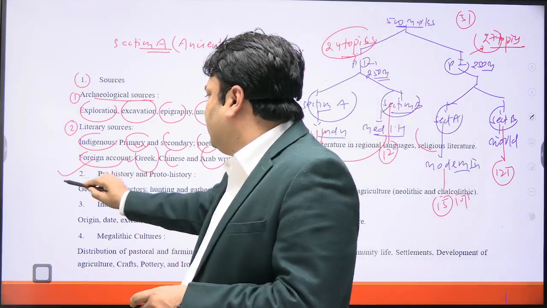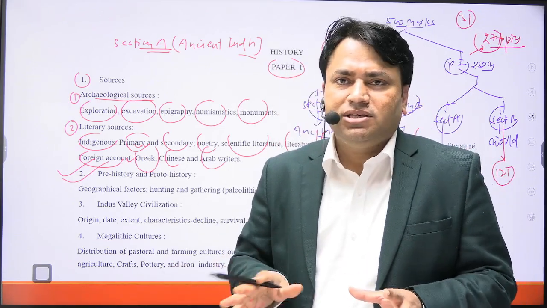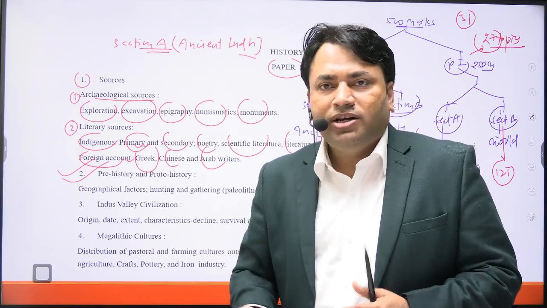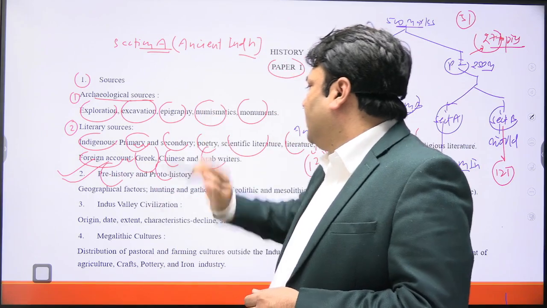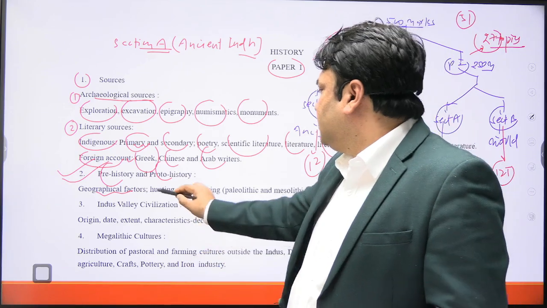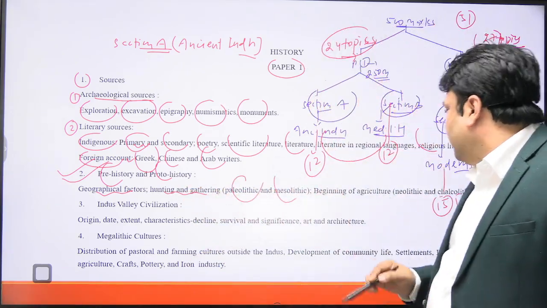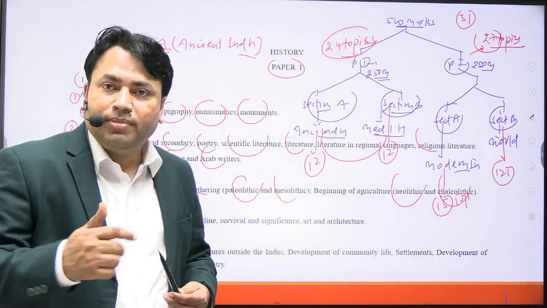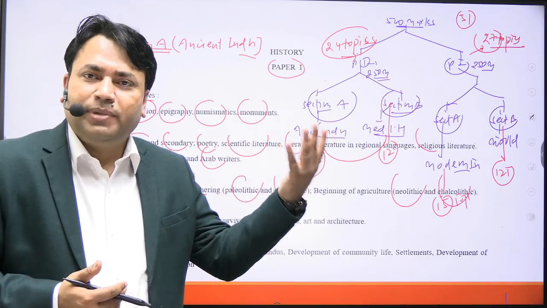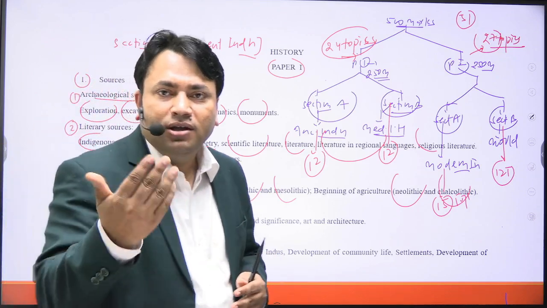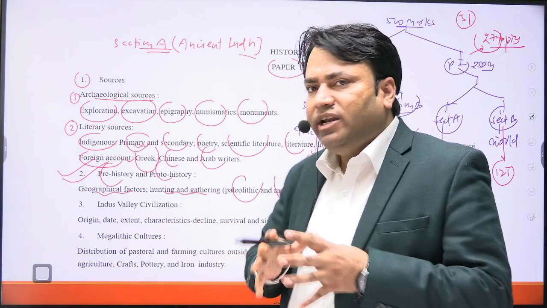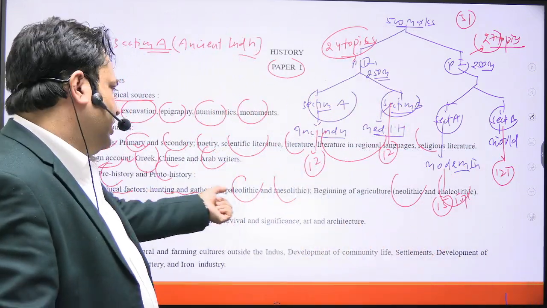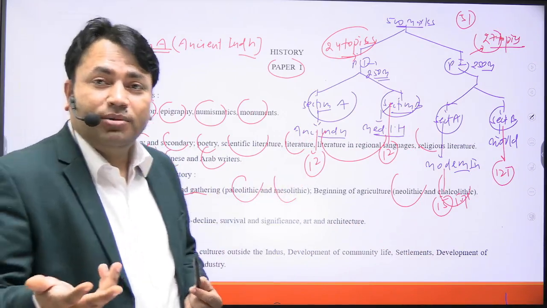The second topic is prehistory and proto-history. Prehistory means the phase of history where no written documents were available, and proto-history is the phase where written documents were available. In this chapter, geographical factors are discussed, along with hunting and gathering, Paleolithic, Mesolithic, Neolithic, and Chalcolithic cultures. This chapter is also important for the mapping part in your history optional syllabus. The detailed breakup of the marking pattern of the history optional paper I will cover in the next video. So you need to study the Stone Age cultures, Paleolithic, Mesolithic, Neolithic, and also the Chalcolithic cultures.